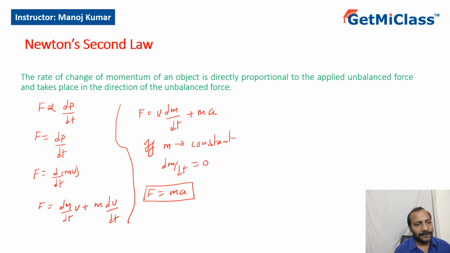So again, F equal to ma is not the second law. What is the second law? The second law is F is proportional to dp by dt. F equal to ma is one of the special cases of the second law, where the mass of the system remains constant. Hope you could follow this. So let's go further in this.